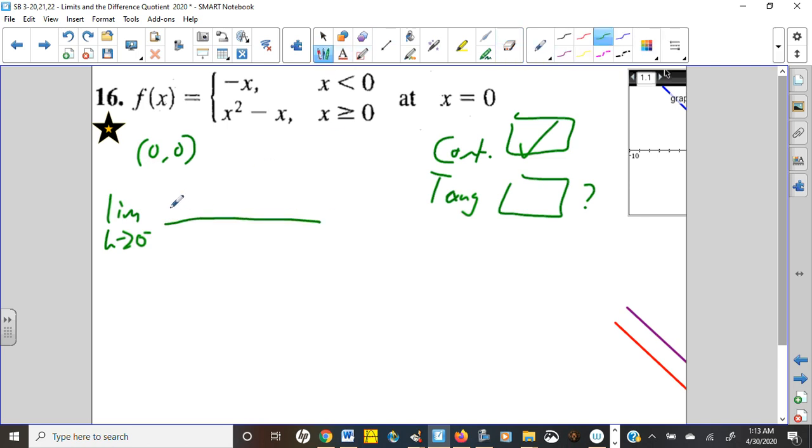And so the limit is going to be negative 0 plus h is just going to be h, right? And then if I plug 0 in, I just get a 0. So minus 0 over h. Well, that 0 goes away. So I'm really just taking the limit of negative h over h, which I think we can both agree is just negative 1. So that's your left tangent slope.